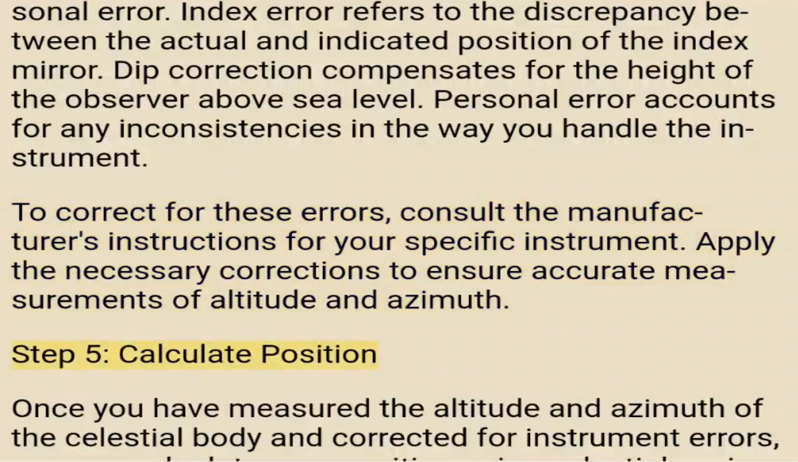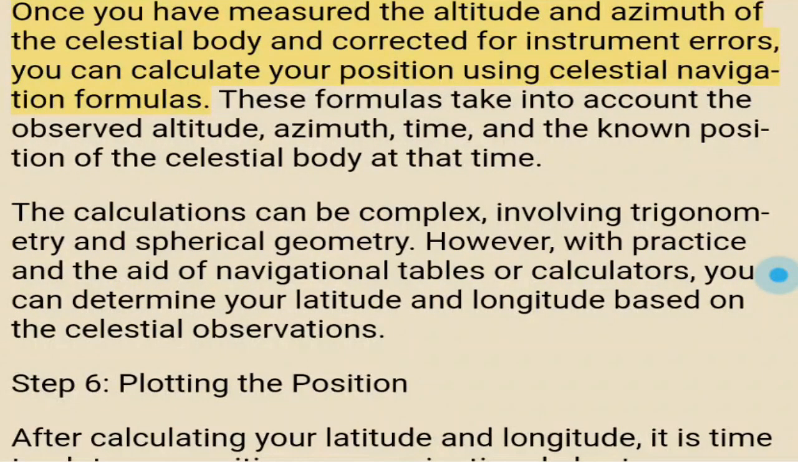Step 5. Calculate position. Once you have measured the altitude and azimuth of the celestial body and corrected for instrument errors, you can calculate your position using celestial navigation formulas. These formulas take into account the observed altitude, azimuth, time, and the known position of the celestial body at that time. The calculations can be complex, involving trigonometry and spherical geometry. However, with practice and the aid of navigational tables or calculators, you can determine your latitude and longitude based on the celestial observations.